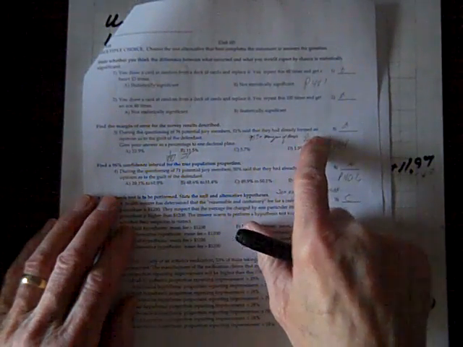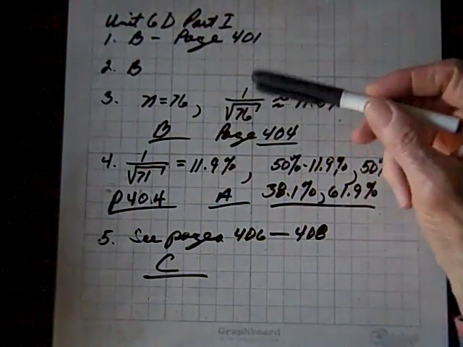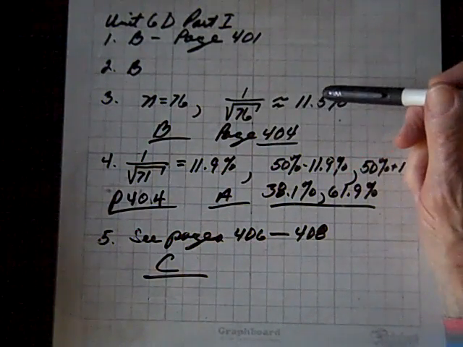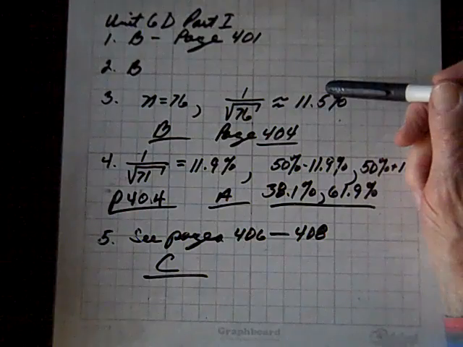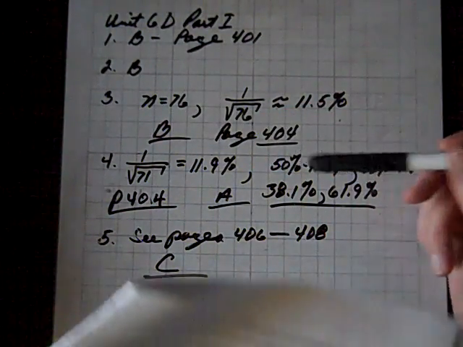So during the questioning, 76 potential jury members, 31% said they had already formed an opinion as to the guilt. So to find the margin of error, we simply divide 1 by the square root of 76, and we get approximately 11.5%, which corresponds to selection B.